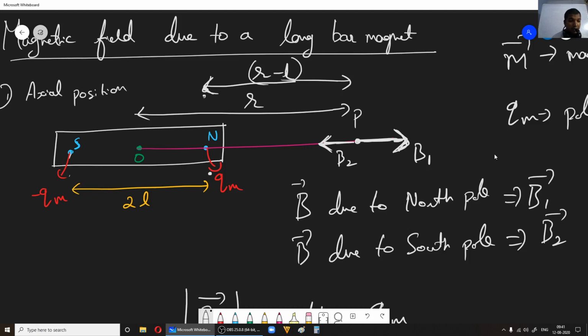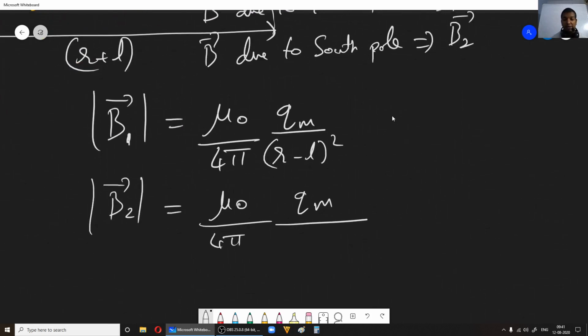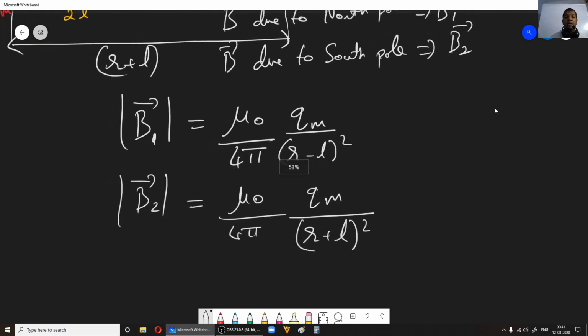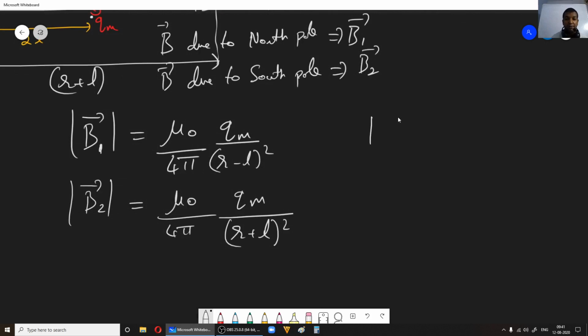So let me write here, this is the distance r plus L. Now we'll write it as r plus L the whole square. Okay, fine. So here I need to get B1 minus B2, right? So the net magnetic field at P.